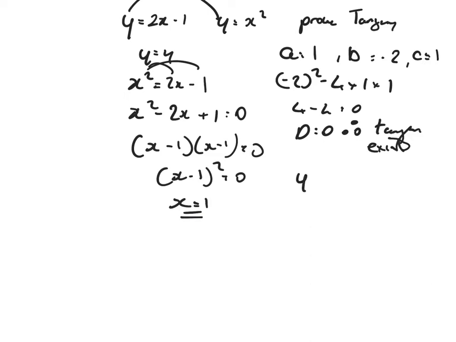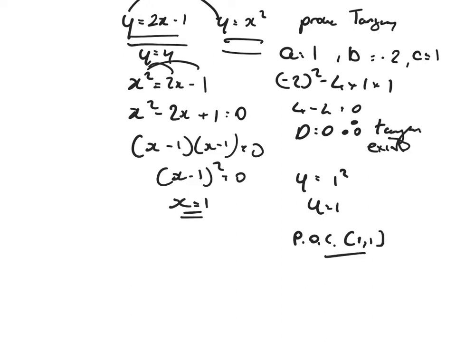To find the y coordinate, I would sub it back into one of the equations for y. It doesn't matter which one, so it could be 2x minus 1 or x squared, both of which will give me the same result, which is 1. So the point of contact is (1, 1).